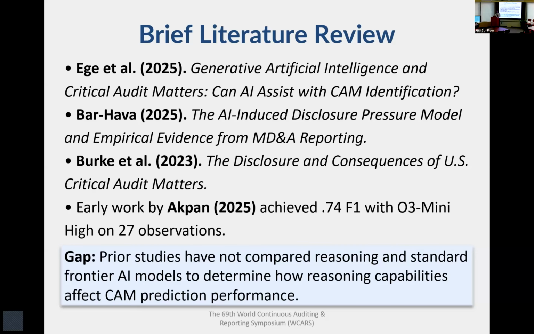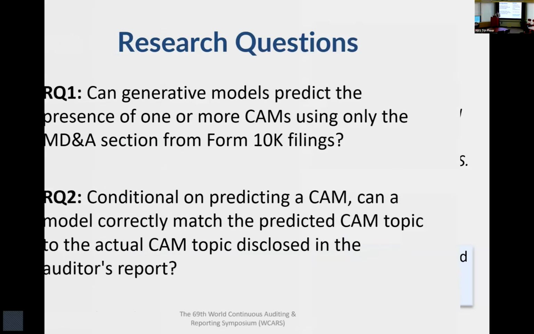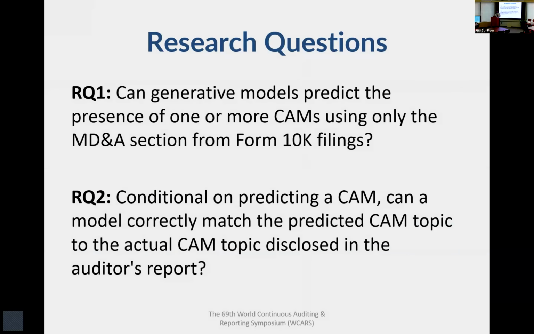So we've got two main research questions. The first being, can generative AI models predict the presence of one or more CAMs using only the MD&A text from a 10-K filing? And if a model predicts a CAM, can it correctly match the CAM topic disclosed in the auditor's report? So can AI detect risk, but also understand the type of risk that matters to most auditors?